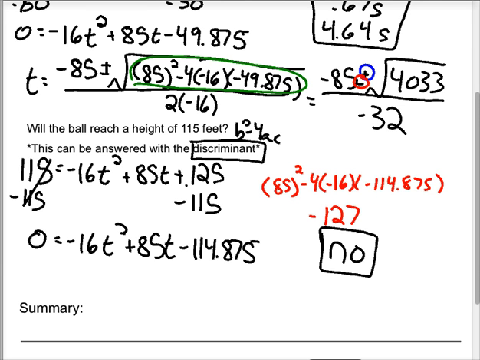So those are the 2 skills I need you to be able to do for me in this section, all right? Solve word problems, and then tell me if there is or is not a solution for a certain point.